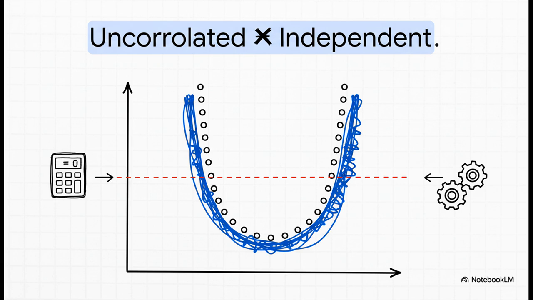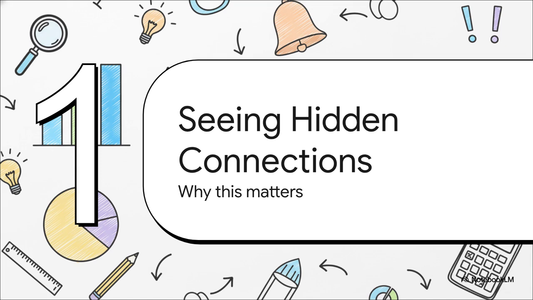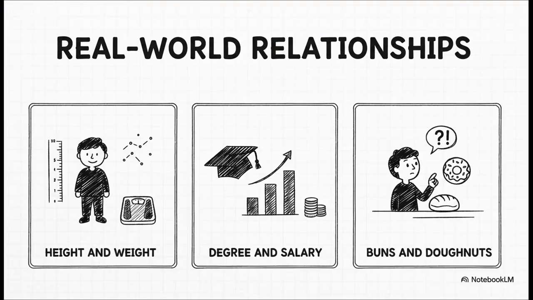It's a huge distinction. So, after all that, why should you care? Because these ideas, joint probabilities, correlation, and especially that subtle difference between uncorrelated and independent, they aren't just for textbooks. They are how we make sense of our incredibly complex world. They let us see the connections hiding in plain sight. I mean, these tools are used absolutely everywhere. Public health experts use them to understand the link between height and weight. Economists use them to see how a degree might connect to a starting salary. And yeah, as our source material jokingly points out, you can even use them to figure out if there's a relationship between the buns and donuts some guy named Bob buys from a cake shop.